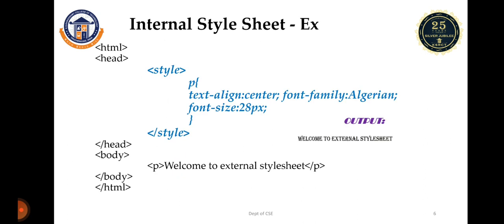Let's see the example. It's a single document. Start with HTML and then the head tag. Inside the head tag we mention the style tag. Inside the style tag we mention the styles. After closing the style tag we close the head tag and open the body tag. Inside the body tag I am using a p tag, that is the paragraph tag. Welcome to external style sheet. The same content will be used for all three different style sheets. After that I close all those things and execute the document. It will reflect the same output, welcome to external style sheet.